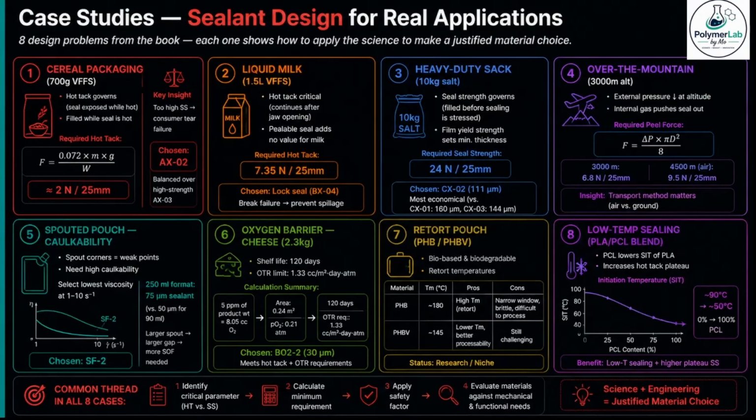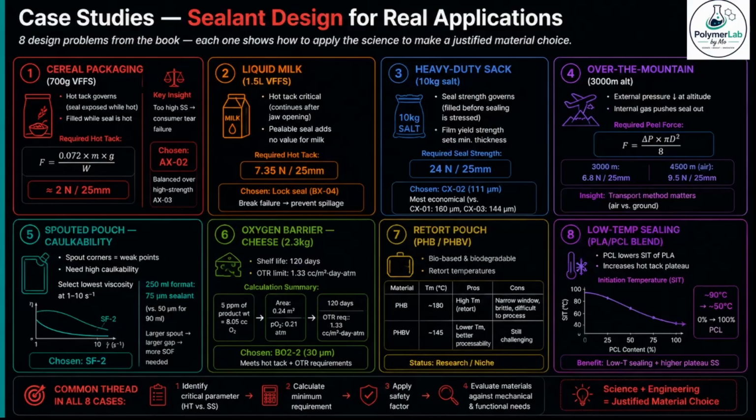Now let us apply everything we have discussed to real sealant design problems. Case 1. Cereal packaging. 700 grams in a pillow pouch on a VFFS. The seal is exposed to product weight while still hot. Hot tack is the governing parameter, using a force balance at the seal. Force equals 0.072 times mass times g divided by package width. The required hot tack is approximately 2 newtons per 25 millimeters.